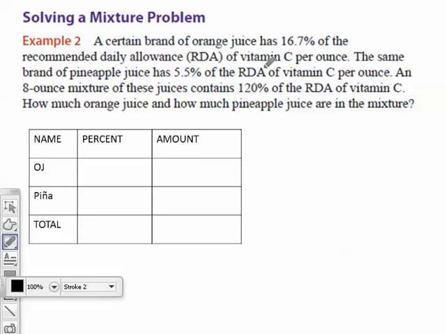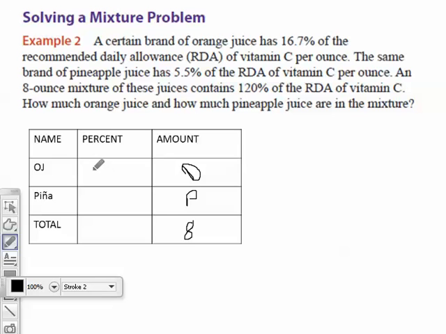Couple of easy things to do. First of all, they're going to put in X amount of OJ, or we could actually use O for OJ, and we could use P for pineapple juice. And when you add those two together, they have to equal 8 ounces. So one orange plus one pineapple has to equal 8.